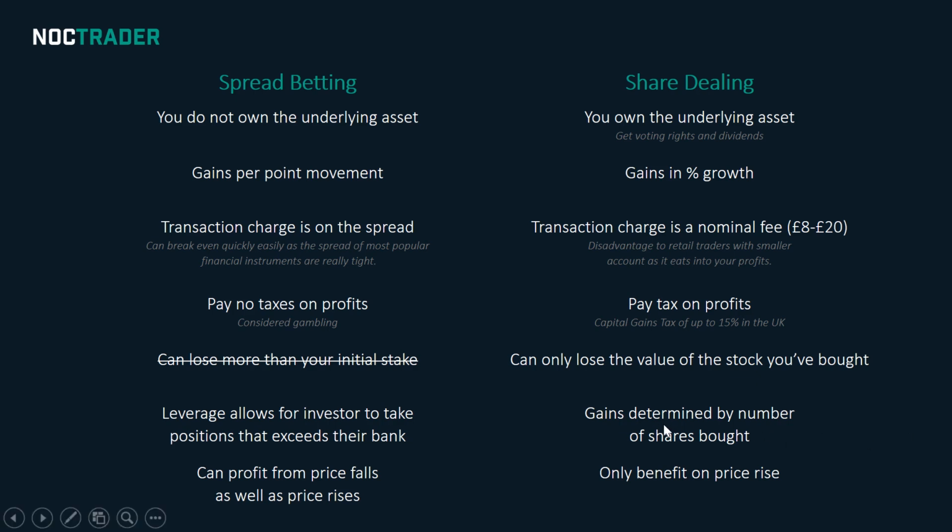With share dealing, the gains are determined by the number of shares you bought. So if you buy £1,000 worth of shares and the share price of the stock that you bought goes up by 10%, then you'll make £100. But if you put 10,000 in, then you would have made £1,000. So what you gain is determined by how many shares you buy.